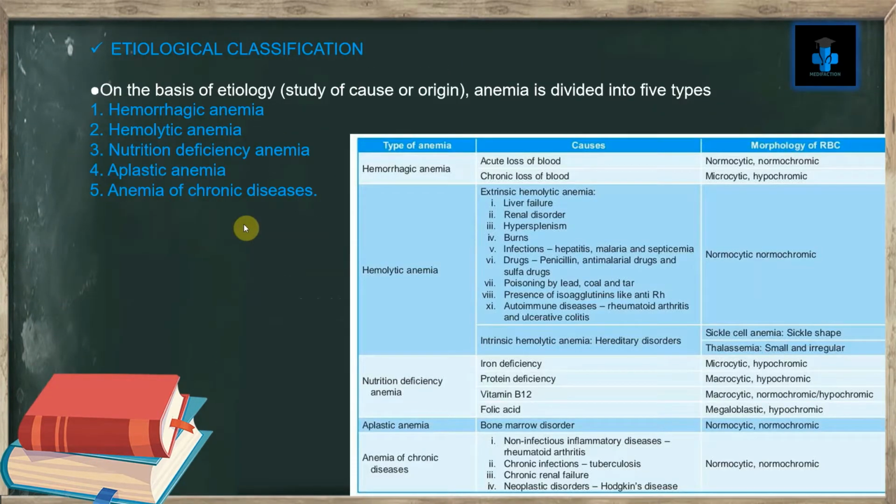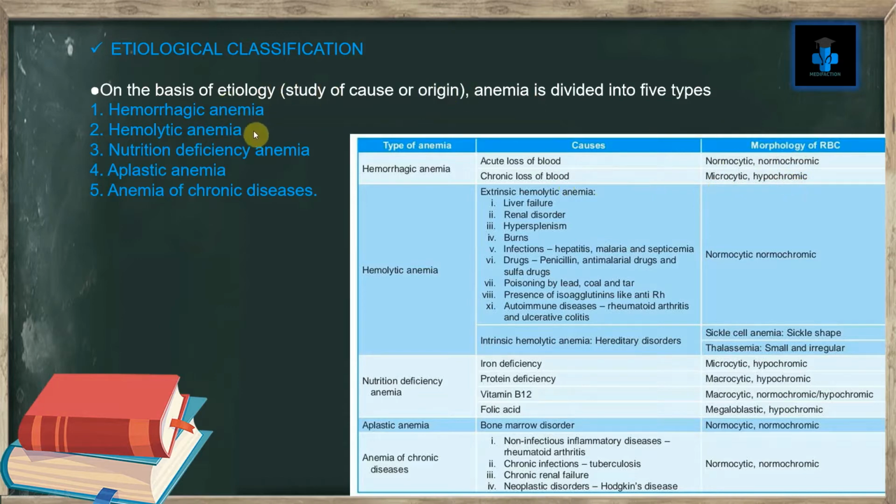Now let's move on to the etiological classification. On the basis of etiology, or study of cause or origin, anemia is divided into 5 types. Number 1 is hemorrhagic anemia. In hemorrhagic anemia, the cause will be due to acute loss of blood or chronic loss of blood. The morphology of acute loss of blood will be normocytic normochromic, whereas the morphology of RBC of chronic loss of blood will be microcytic and hypochromic.